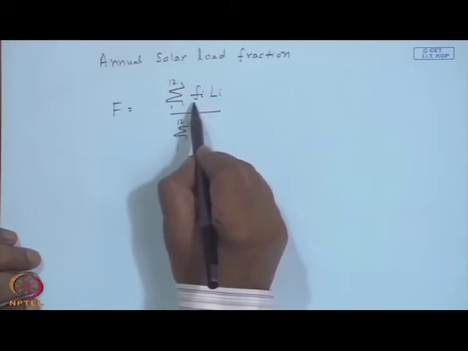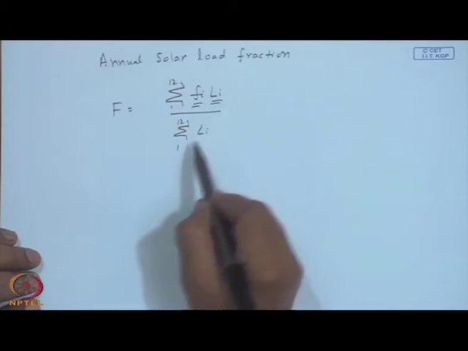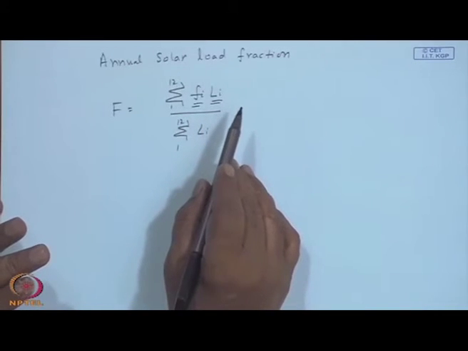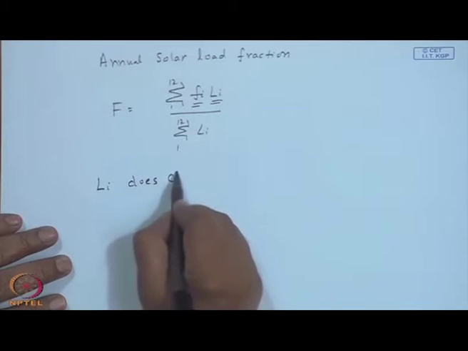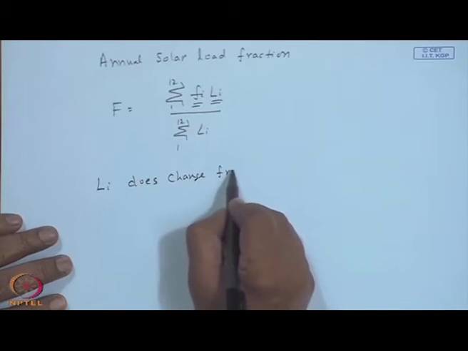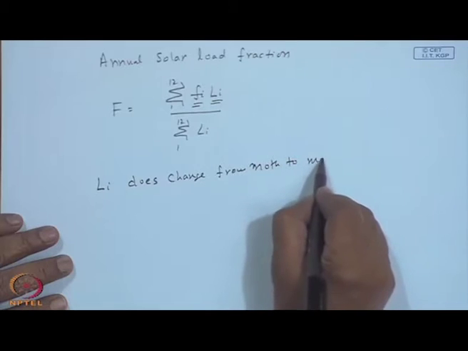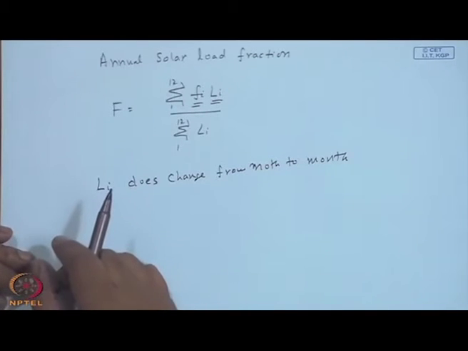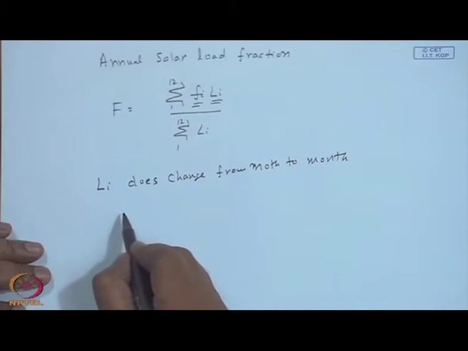So, it is a weighted average of the load fraction F i for a month i and the corresponding load L i upon the sum of L i over all the months. Please remember that L i does change from month to month, at least. If it is day to day, it will be even more difficult, I have to define for each day. But we can say that month to month, for example, if it is a simple water heating system, T i changes.